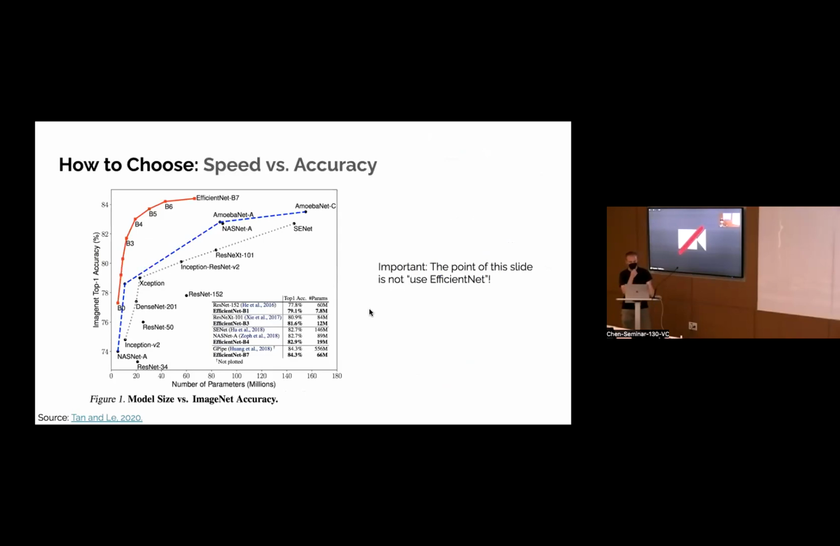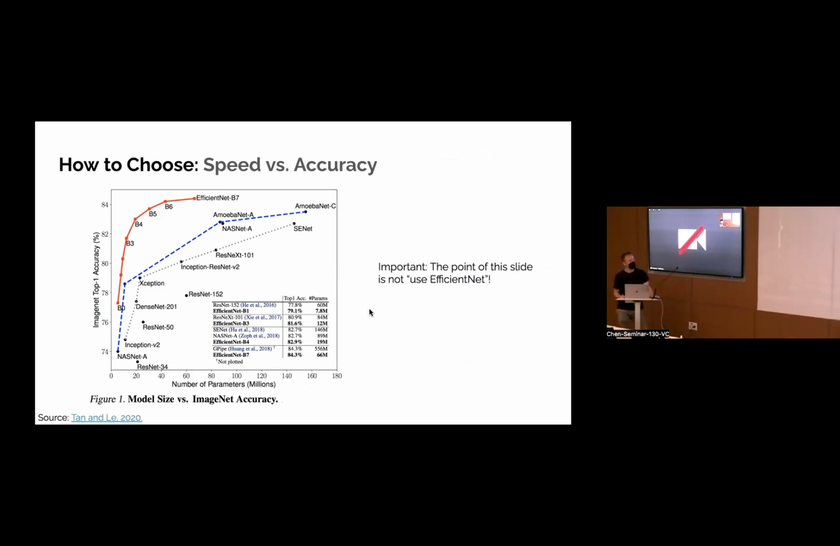If you're reading papers trying to decide what model to use, you're going to run into a lot of plots that look like this. And I'm not showing this plot to say that you should care about this a lot, and definitely not to say that EfficientNet is the best model and you should use it, because it's a couple years old now, and that is a long time in deep learning land.